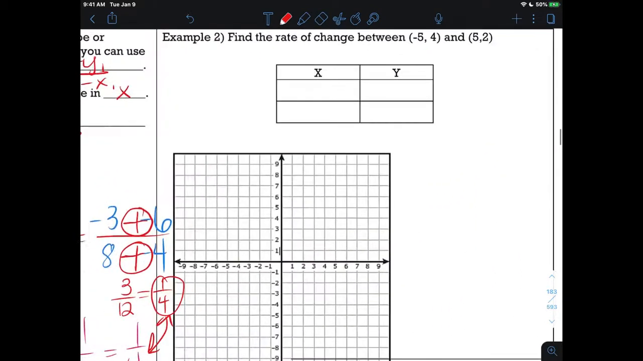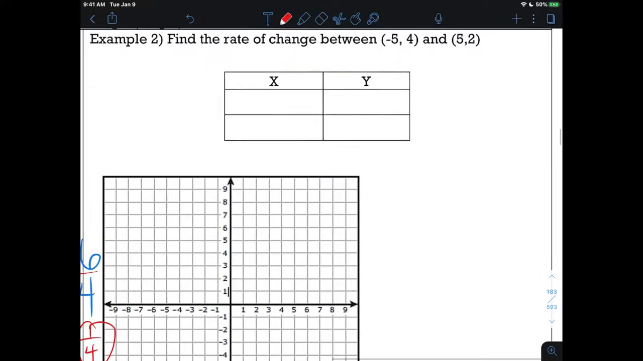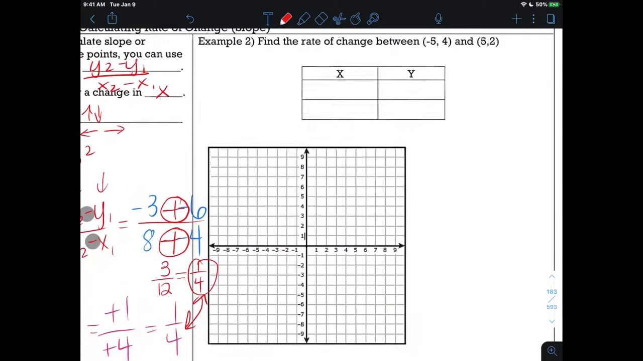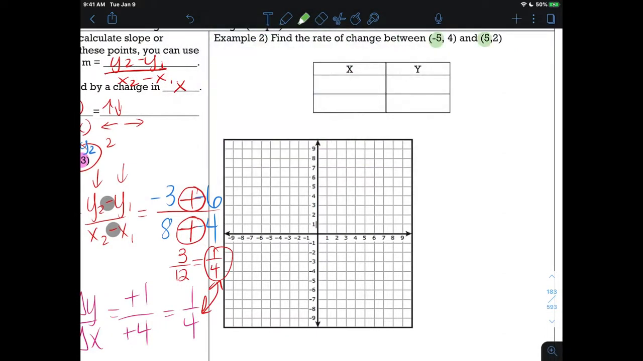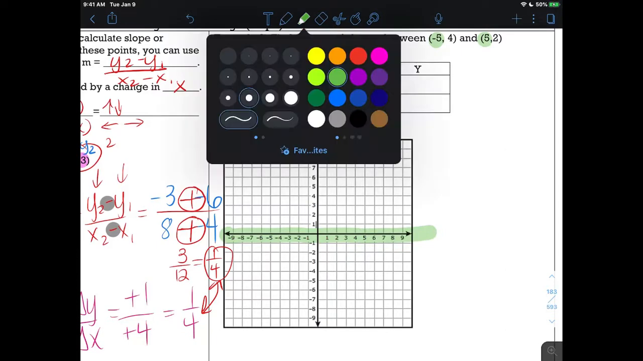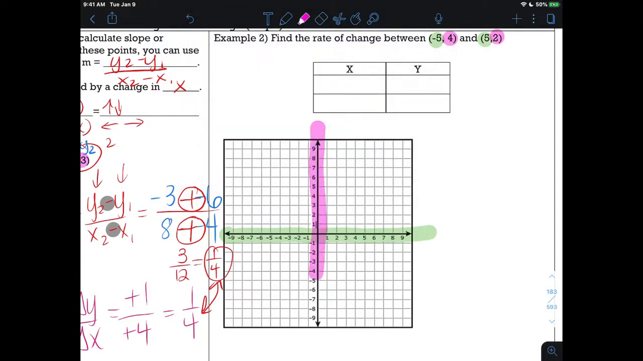Let's try it again. So here they're asking me rate of change between -5, 4, 5, 2. All right. So first thing, I'm going to label domain, x-axis, range, y-axis. All right. So I got that. Now I'm going to go ahead and plot these. -5, +4. 5, +2. Okay. I got that. And my line continues out forever, of course.